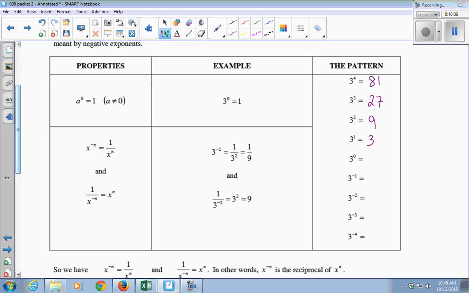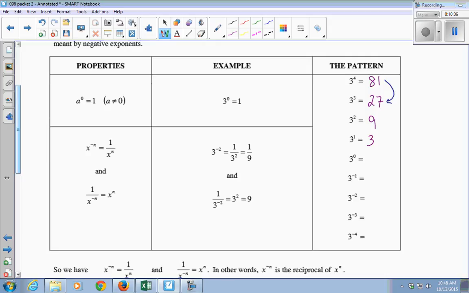And then 3 to the 0, I cannot figure out as repeated multiplication. Because that means copy 3 down 0 times and multiply them together. Like, that doesn't even make any sense. So I can't use my regular definition of repeated multiplication. So I'm going to try to figure out if there's a pattern in these 4 numbers above it to figure out what might go here. So 81 to 27, what do you do to 81 to get 27?